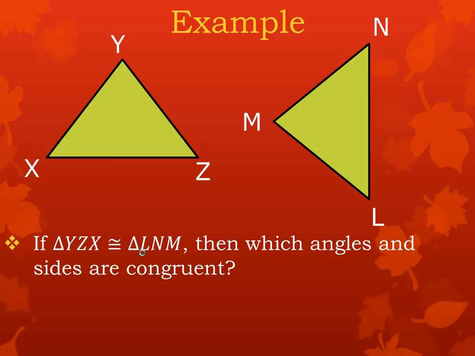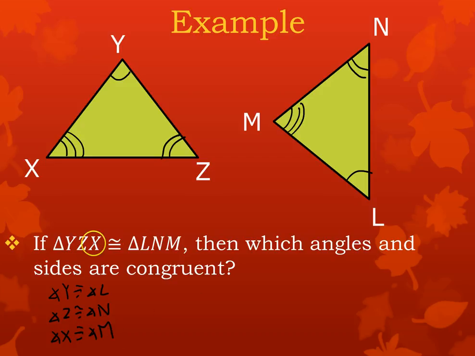So we're told the triangle YZX is congruent to triangle LNM. We want to know which angles and which sides have to be congruent. Well, Y and L are the first letters, so they must match up. Z and N are the second letters, so they need to match up. And then X and M are the last letters, so they need to match up. So again, we would say angle Y congruent to angle L, angle Z congruent to angle N, and angle X congruent to angle M.